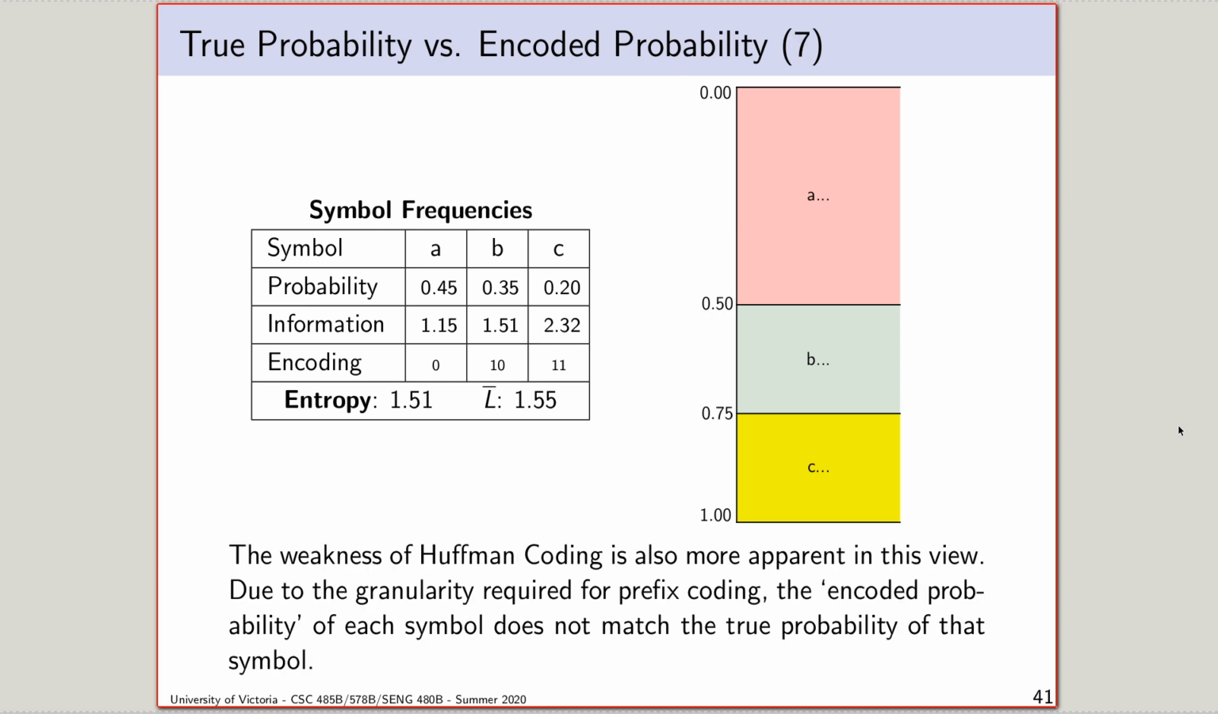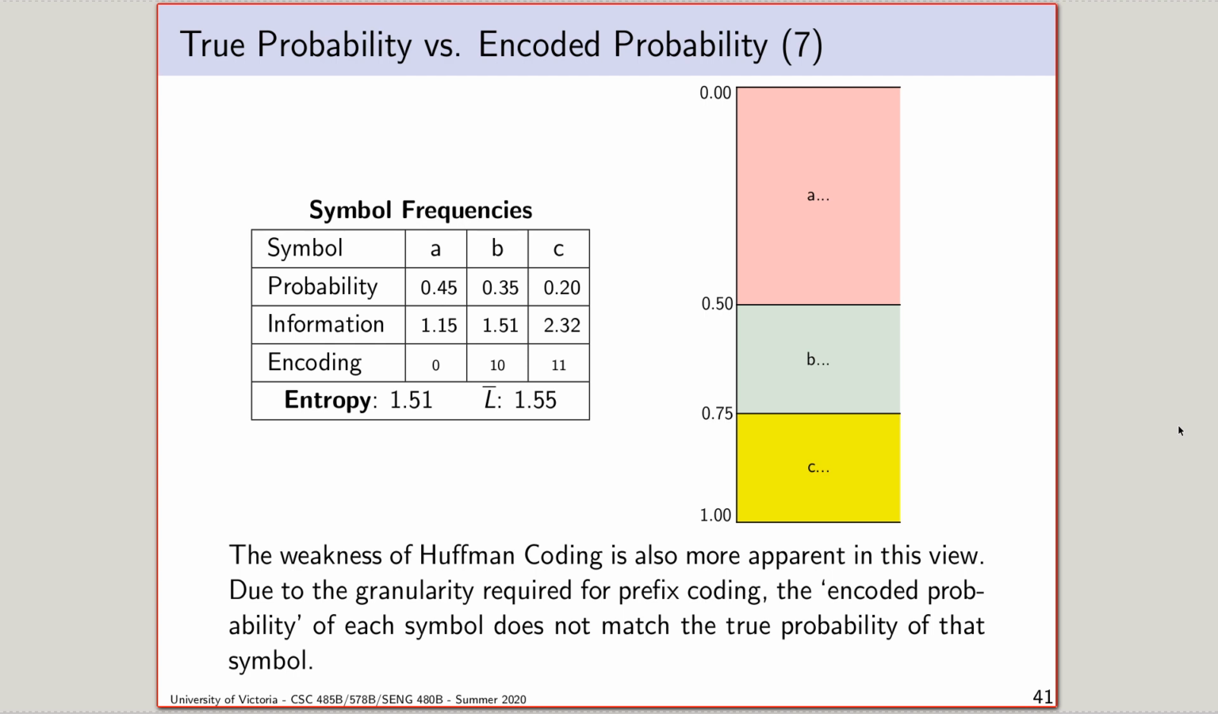And so the problem we have with Huffman coding ultimately is just that Huffman coding doesn't have enough granularity. That's it. I mean, we know that, yes, the bits are the problem, but really it manifests itself in this view, which is Huffman coding can't give me 0.45.